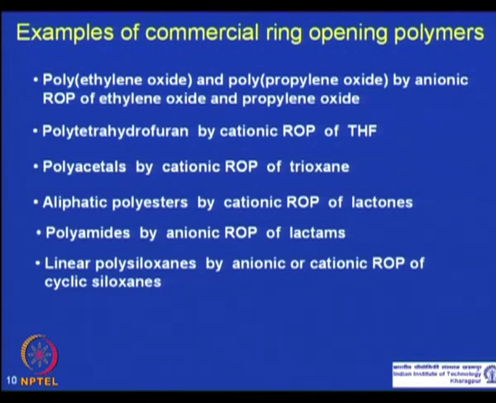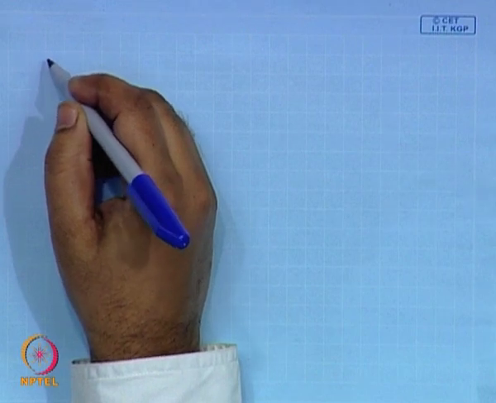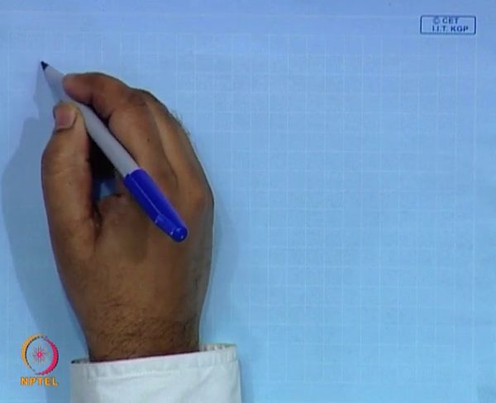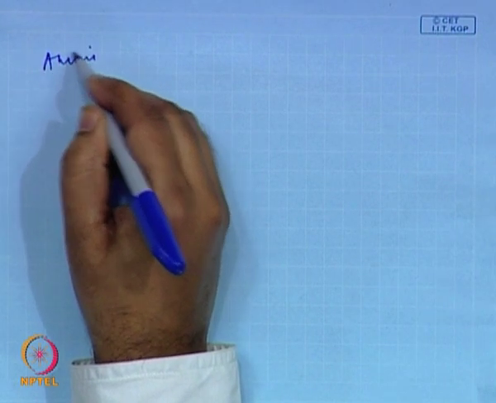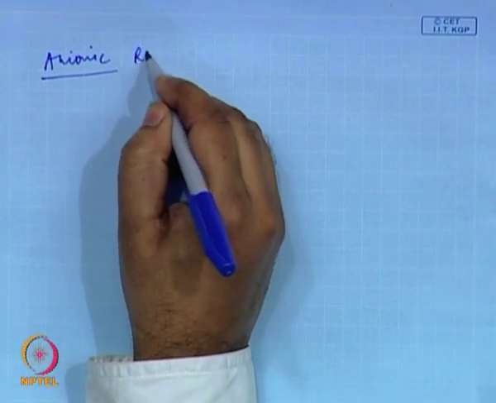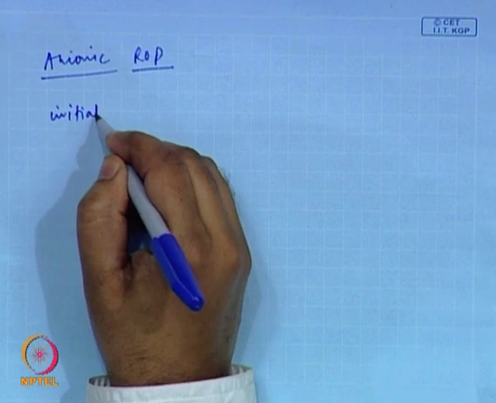Now, before we come to examples, let us talk about the mechanism part: what are the ways this ring opening polymerization is done. This is ionic polymerization, so let us first talk about ionic ROP.